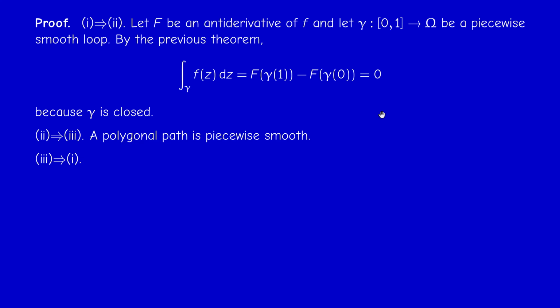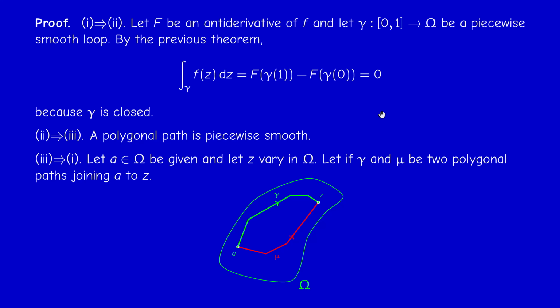Now 3 implies 1 is very interesting. So fix the point A in omega, and let Z vary in omega. So we have a picture like this. A is fixed during this discussion, and Z is an arbitrary point. Also, it will be fixed, but it's my variable Z. Now, let gamma be a polygonal path joining A to Z, as in the picture. So this is what we mean by polygonal path. It's a succession of straight line segments.